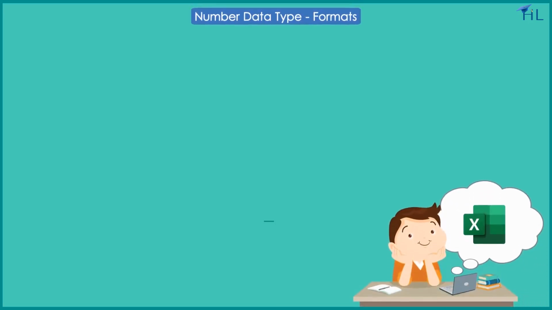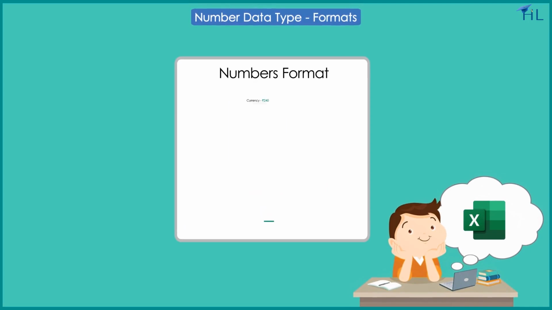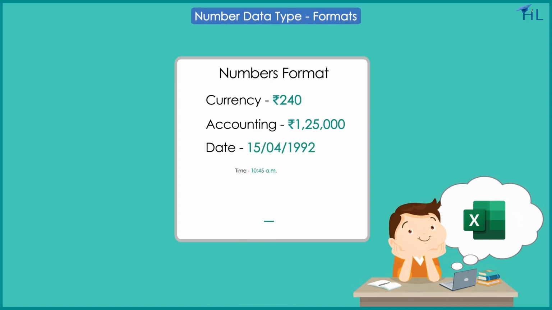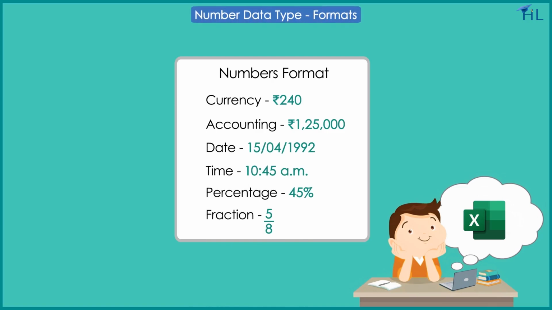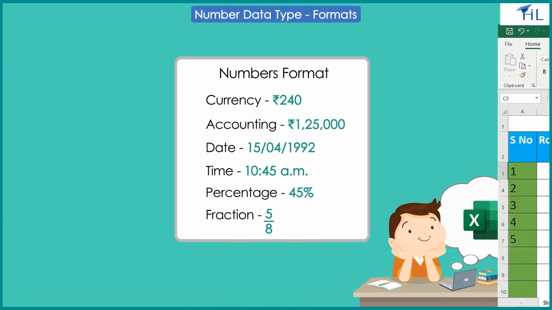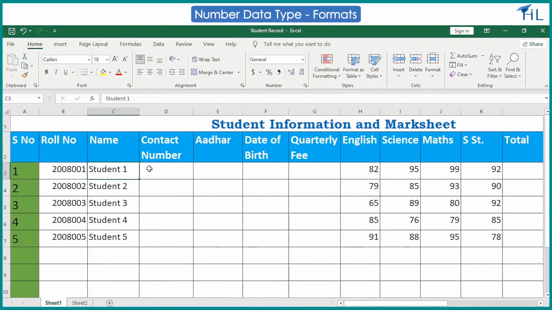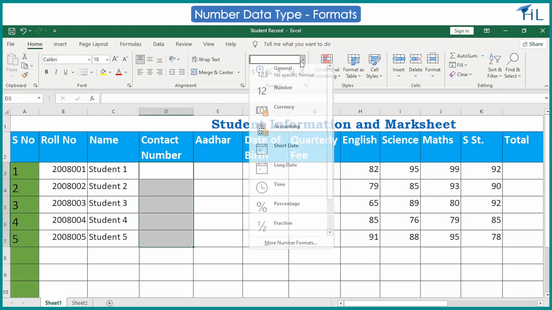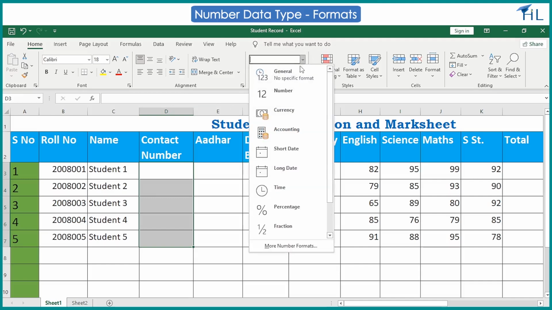Let us now learn the various number formats in Excel like currency, accounting, date, time, percentage, fraction, etc. Here are the steps for formatting numbers. First, select a cell or a cell range on which you want to apply number formatting. Now, on the Home tab, select the required format from the drop-down.